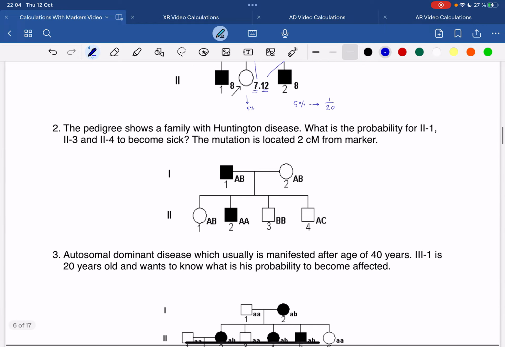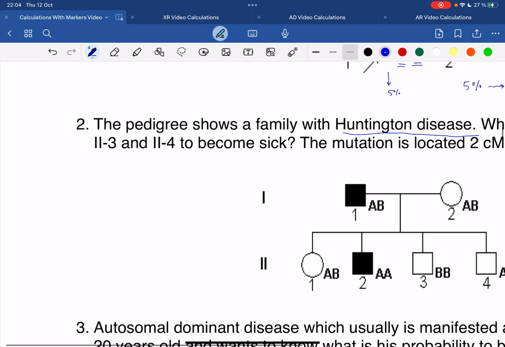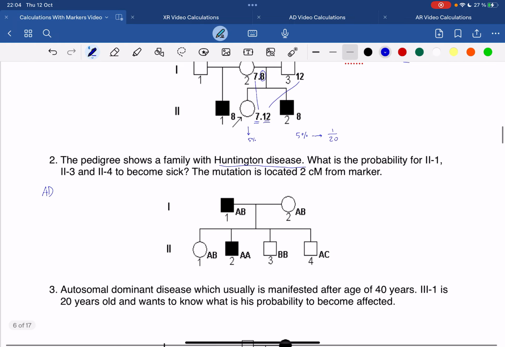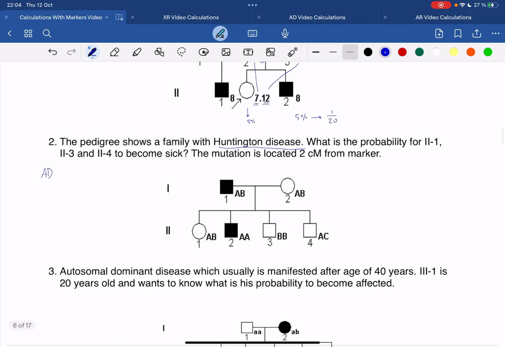Next up is this person right here, and we're dealing with Huntington disease, which is autosomal dominant. But we don't have any penetrance, and if we look at the rules right here, no penetrance means no Bayesian table needed. So we just go according to the crossing over risk.